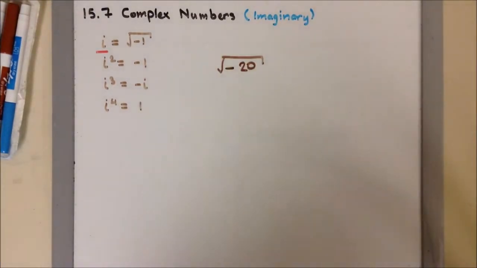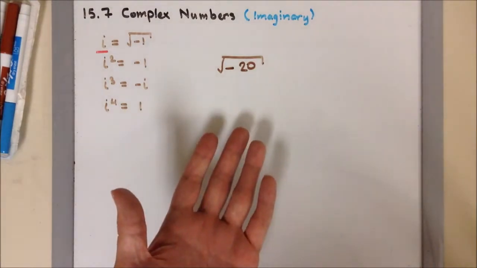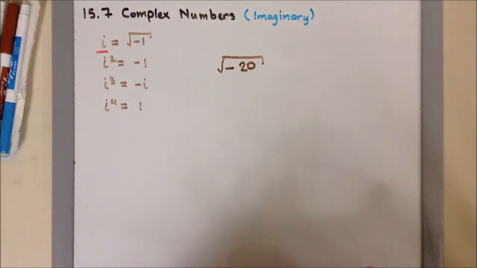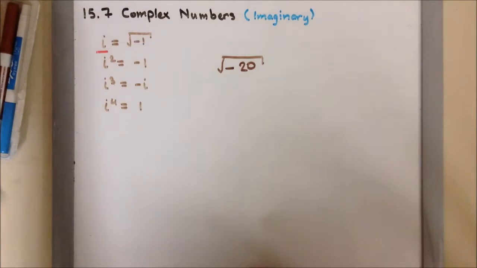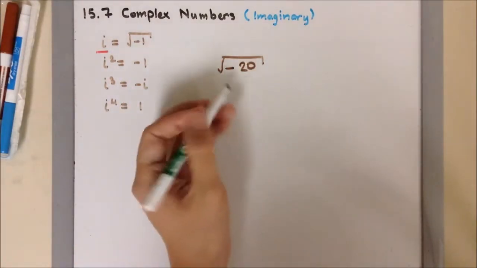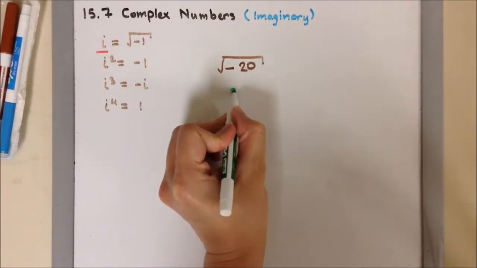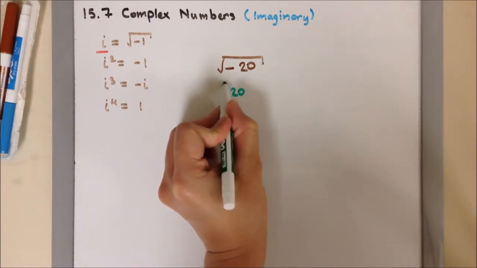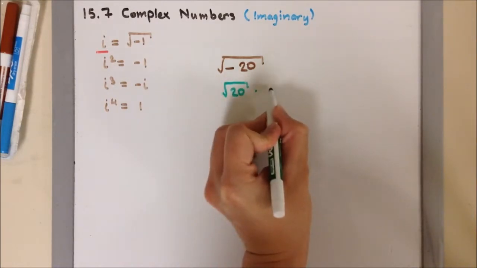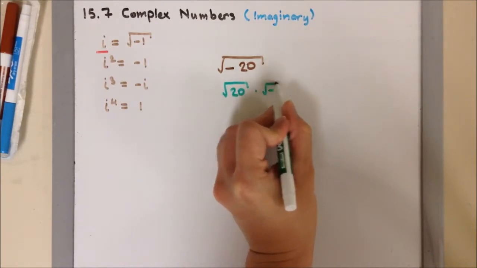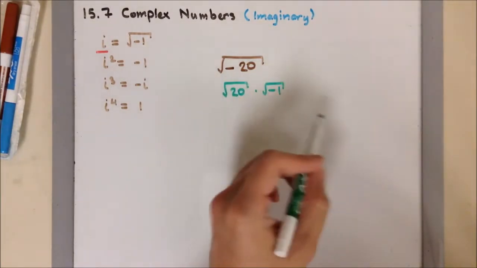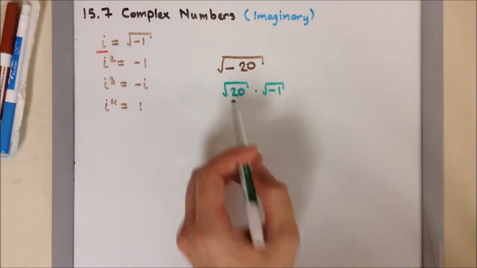In this second example, we have the square root of negative 20. So I'm just going to repeat the process I did before. Take out the negative 1, so my positive number is square root of positive 20 times square root of negative 1. So again, I just took out the negative 1 and made this become positive 20.